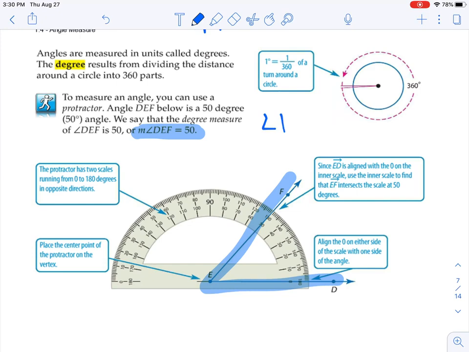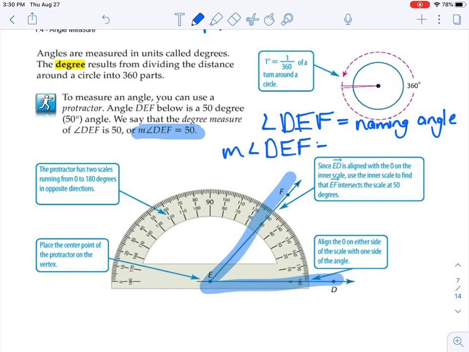Another thing I want to point out, when you say angle DEF, this is naming the angle. When you put that fancy M in front of it, measure of angle DEF equals 50, this is saying how many degrees the angle is. So make sure you make that differentiation.